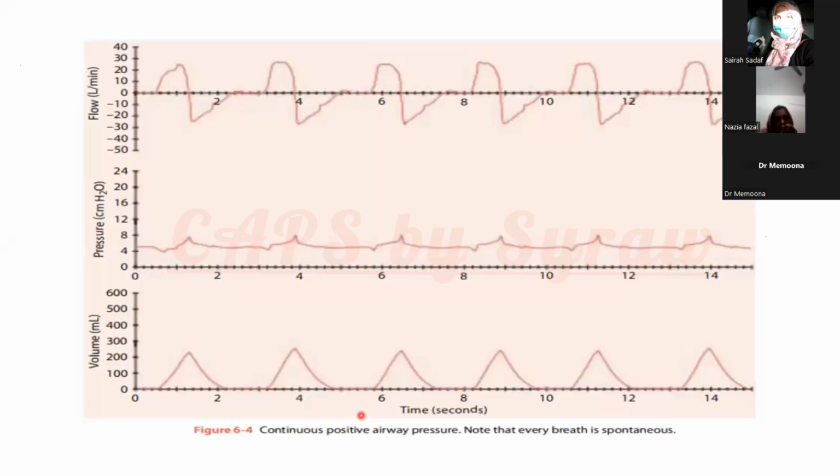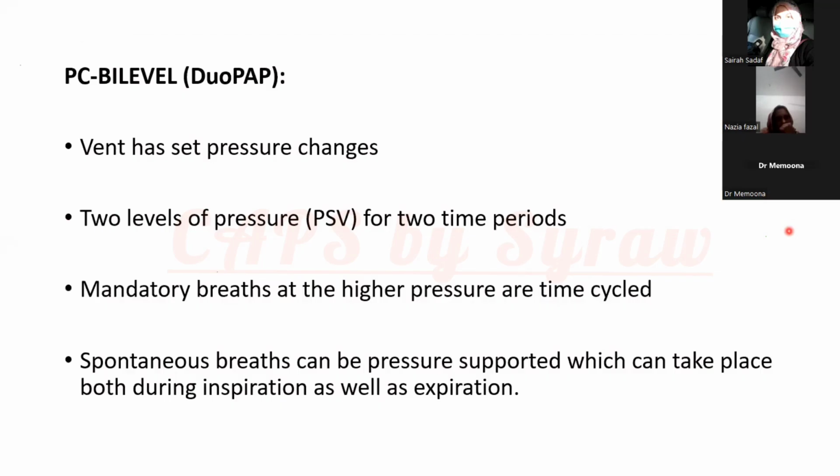This is the graphic you could see in CPAP mode. Here you could see that before each breath, there's a negative deflection in the pressure wave. This denotes that the patient is starting or triggering the breath, and there is a single level of pressure that is maintained throughout the inspiratory and expiratory phase. This is in contrast to the bi-level mode. The vent has set pressure changes.